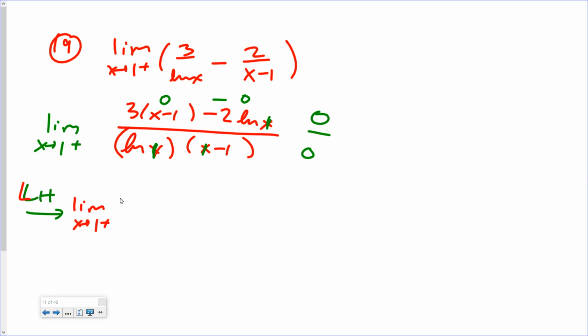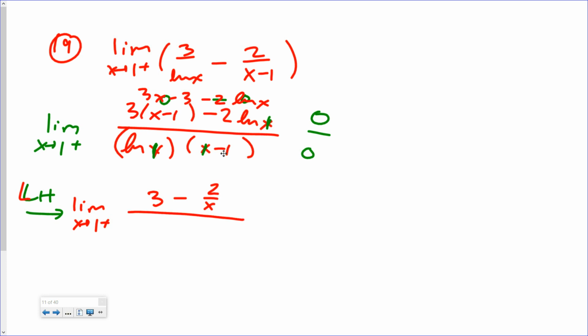Okay, when I invoke L'Hopital's, what does this L stand for? The limit, okay? So what I'm going to do is take the derivative of the top. This is really 3x minus 3 minus 2 ln of x. So the derivative of 3x is 3. The derivative of 3 is 0. The derivative of negative 2 ln of x is negative 2 over x, right? Negative 2 times 1 over x.